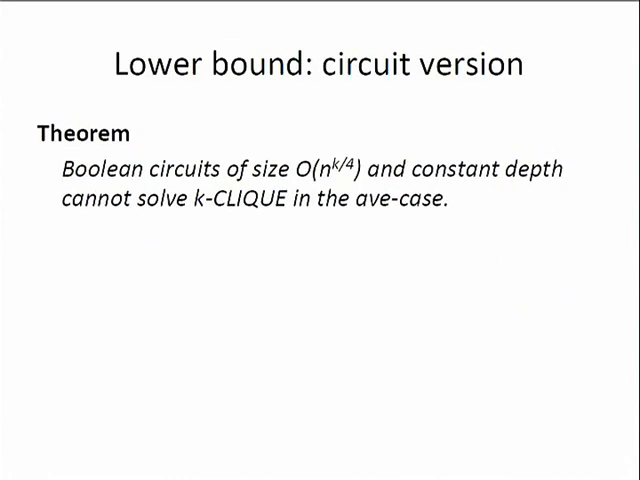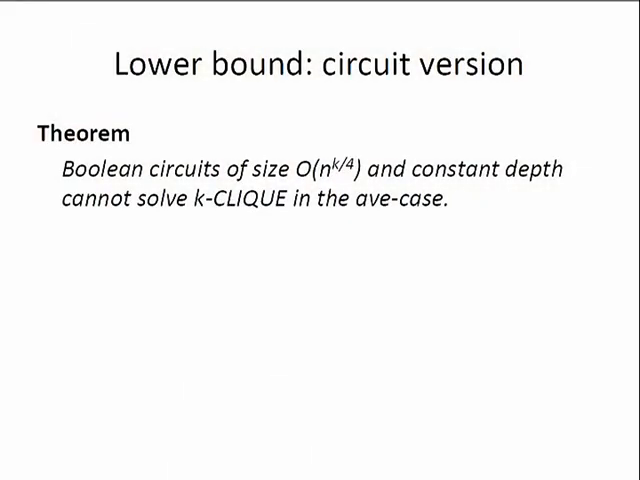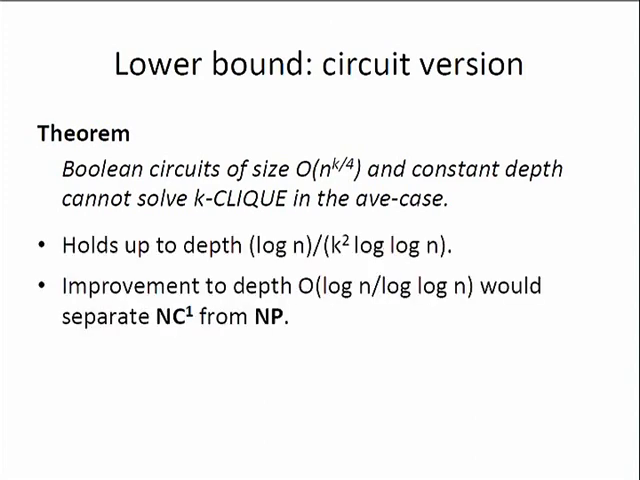And I just wanted to mention that unlike the two pebble game before, where you can give explicit examples of structures, this is actually using results in circuit complexity to prove a lower bound about Boolean circuits, and then using the descriptive complexity characterization of first order logic to obtain the result about first order logic. So the statement of the result in terms of circuits is simply that constant depth Boolean circuits of size order of n to the k over 4 cannot solve k-click in the average case.